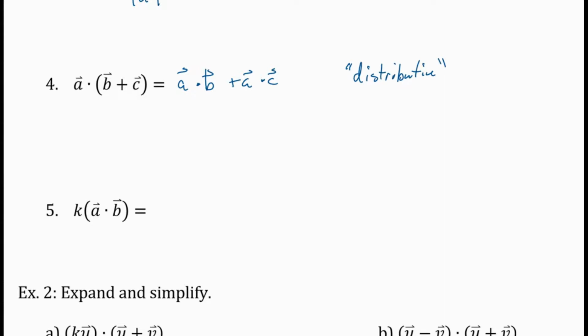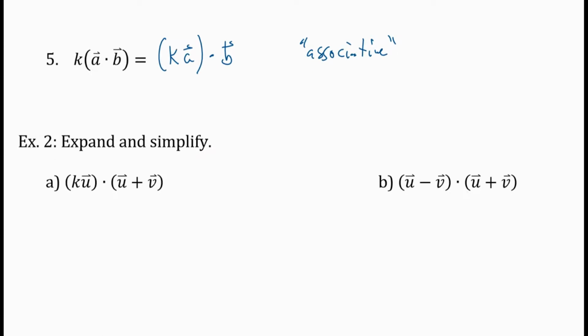And some constant, some scalar, K, times (A dot B) is equal to the same scalar K times vector A, so that's scalar multiplication, dot B. Okay, so this is what we call associative. So the dot product is also associative with multiplication of a scalar. And these are things that you kind of want to just try to remember, the different properties for the different operations. Okay, we'll do a little bit of practice to try to get used to that.